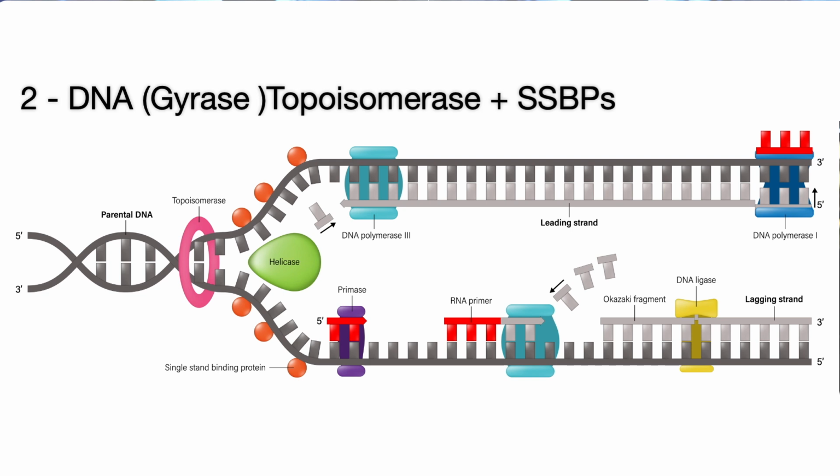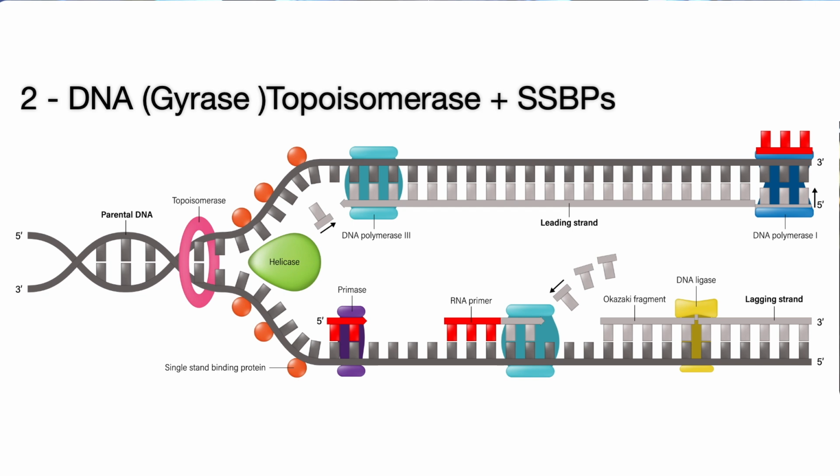We just spent a lot of work trying to unwind this thing and separate the strands. So what happens here is the gyrase / topoisomerase is going to relieve some of the tension in that double helix, basically by cutting one of the strands, and that's going to relieve enough of the tension to hold this thing open long enough for replication to happen.